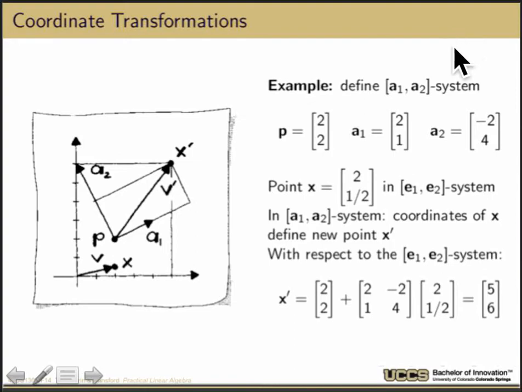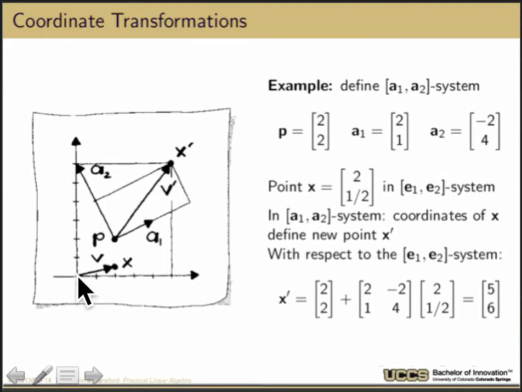So as a numeric example, let's say we have an A1, A2 coordinate system defined by A1 is 2, 1, and A2 is minus 2, 4, and P, the point we want to move the origin to, is 2, 2. And I want to figure out where a point X in the E1, E2 coordinate system goes. Well, in that new coordinate system, we're going to take A, 2, 1, minus 2, 4, times X, 2, 1/2, and then add 2, 2, and I'll get that it goes to 5, 6.